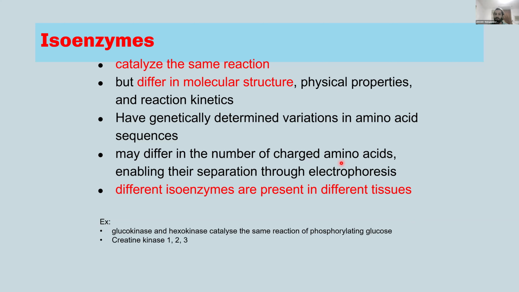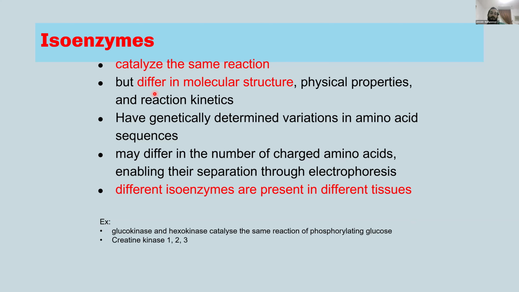As I said, they're different in their amino acid composition. So if you do gel electrophoresis, we're going to find that this isoenzyme is heavier than this isoenzyme because it's composed of different amino acids. And of course, they're found in different tissues. This is the idea of isoenzymes.